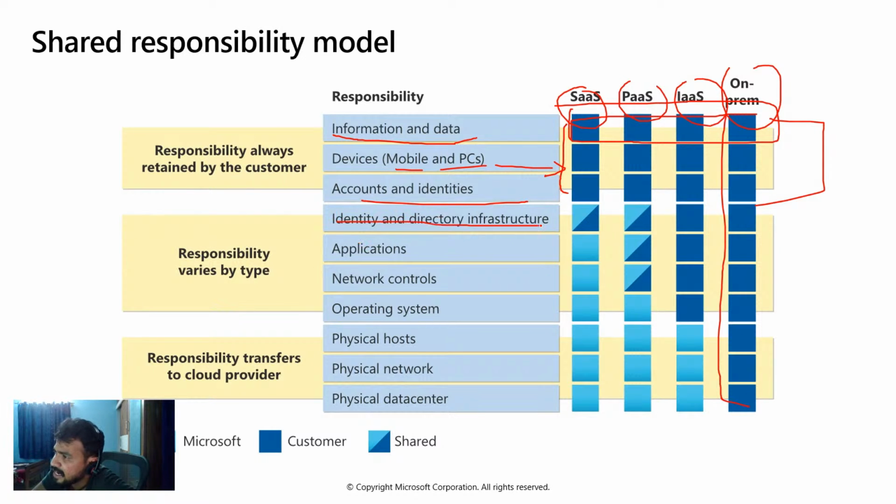Next, identity and directory infrastructure, right? In SaaS and PaaS, if you see, it is a shared model, so you can get your users. Also the platform is provided by Microsoft, like Azure provides the AD, right? But in IaaS, you can get your own set of users, you can create your own Active Directory and stuff. Okay, so in IaaS and on premises, the application in SaaS, everything is managed by Microsoft. Here, shared by both applications, IaaS and on-prem. Again, probably only the customer gets it.